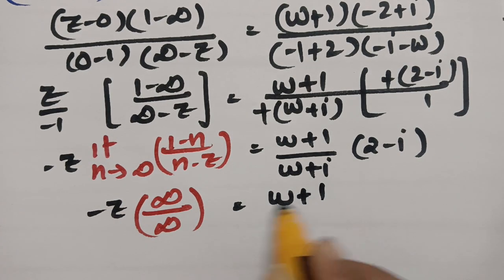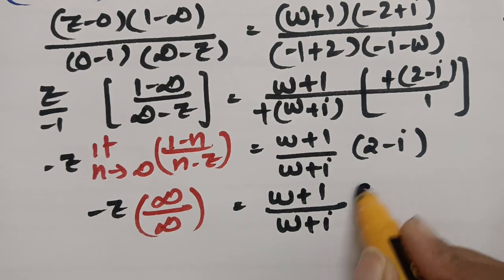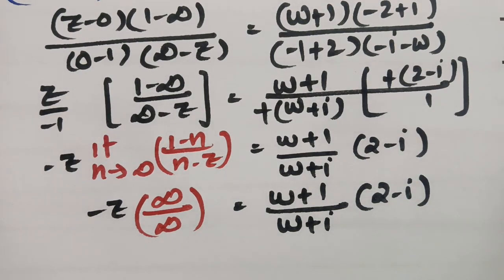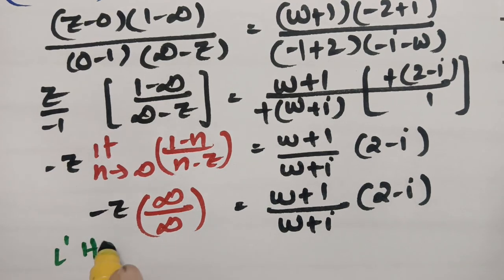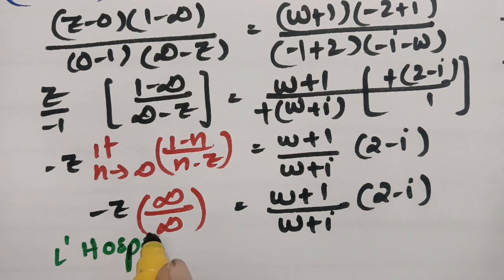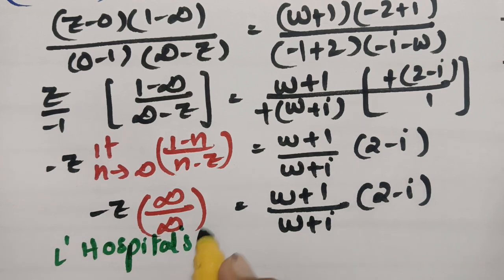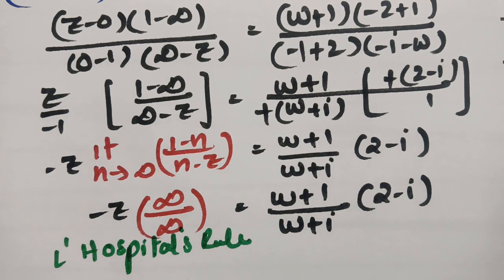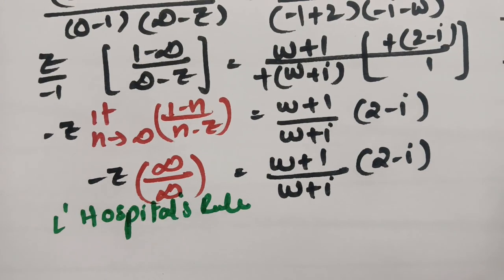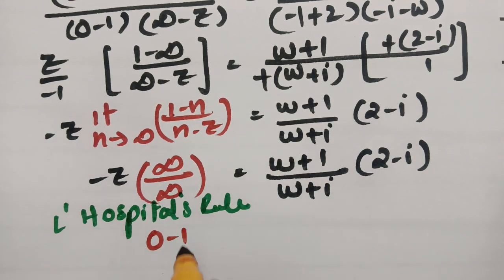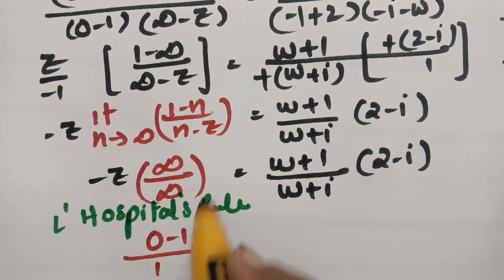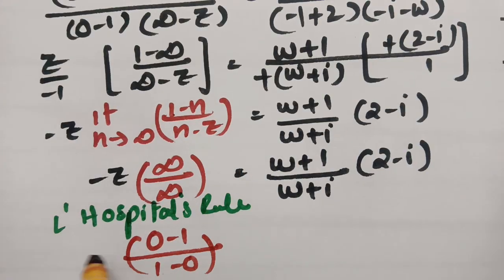So what do we have to do? We have to apply L'Hospital's rule. Now, in place of this, we have to apply L'Hospital's rule. If I apply L'Hospital's rule, see what happens. We have to take the derivative with respect to n. With respect to n, this will be 0 and the n value will be minus 1. So the n value will be 1 and the rest will be 0. And this value here is minus z.